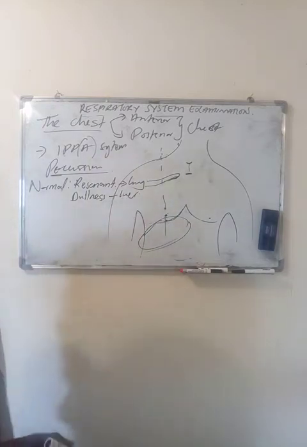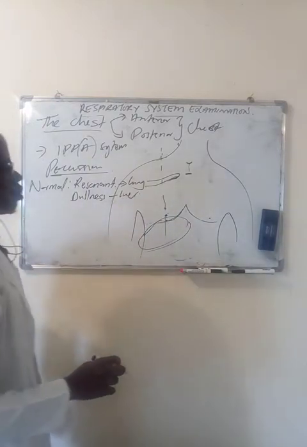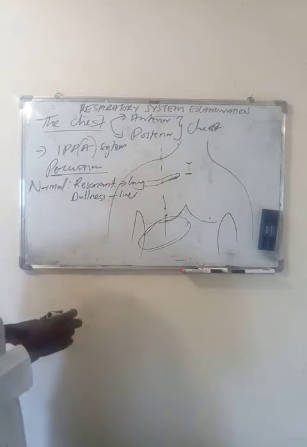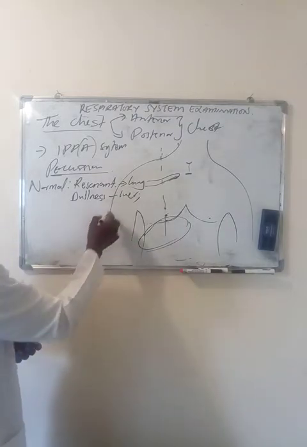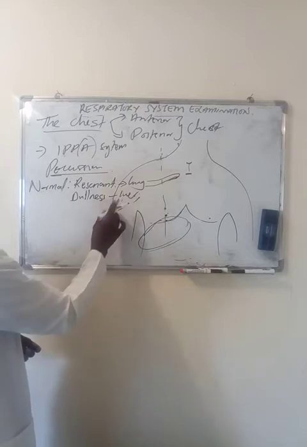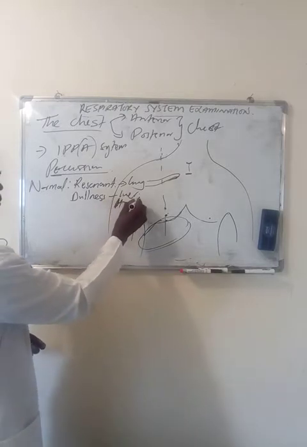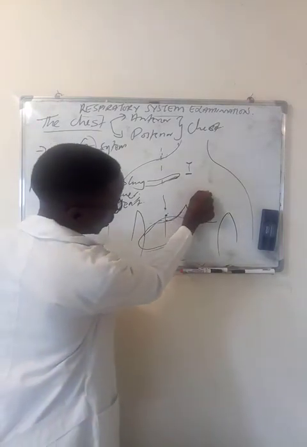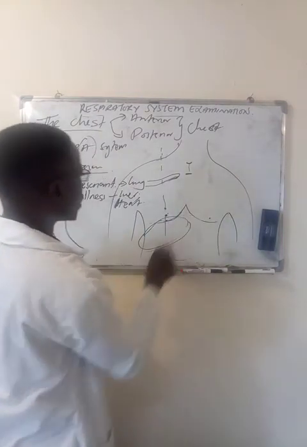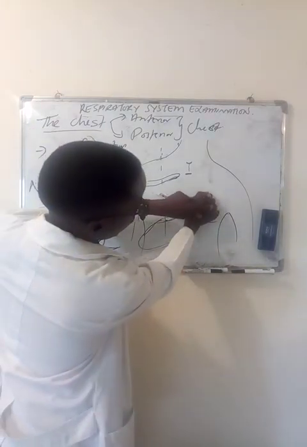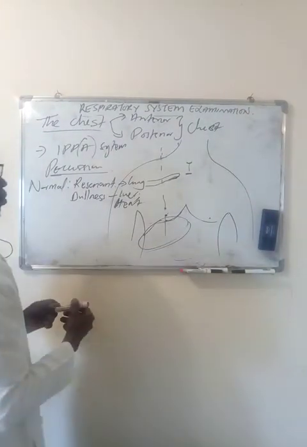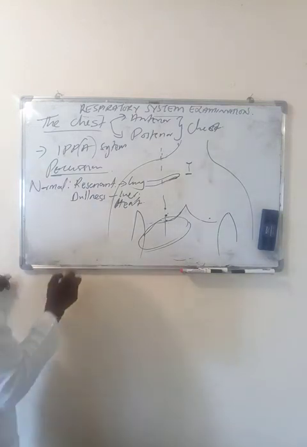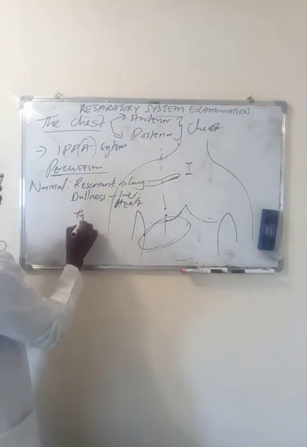Now, where else do you find dullness? You also find dullness on the region where there is the heart. Remember, the heart is a fist-sized organ like that, somewhere there. So when you percuss anywhere in this region where the heart is, you expect to find dullness there. Then you can also find some sort of tympanic sound.